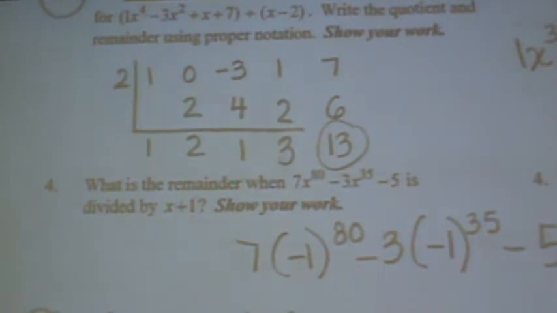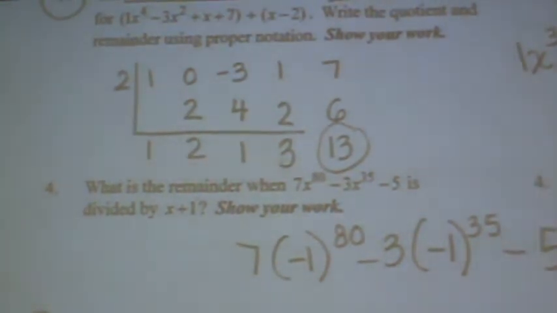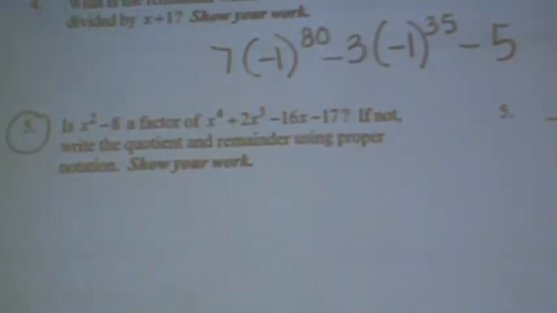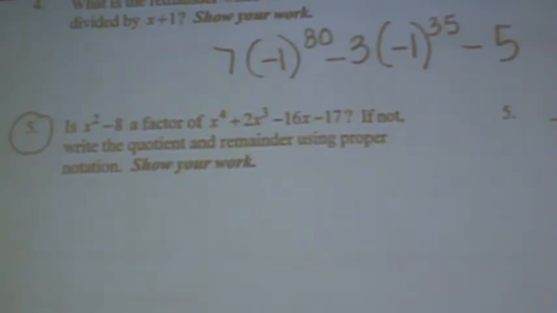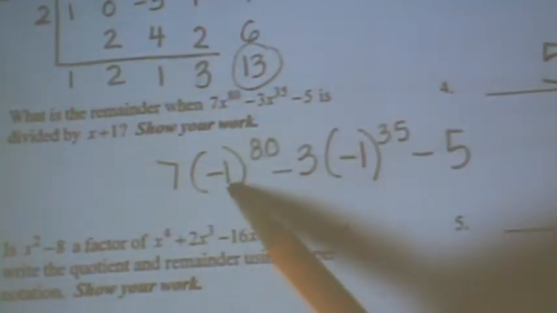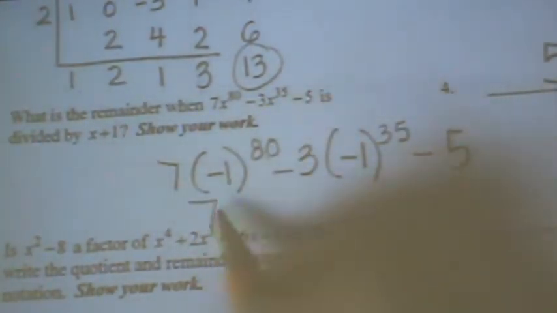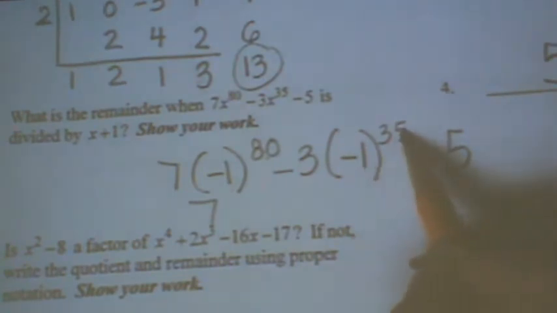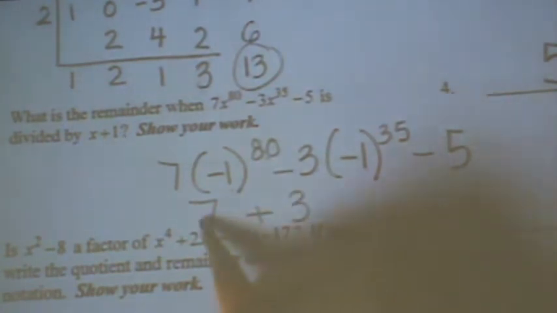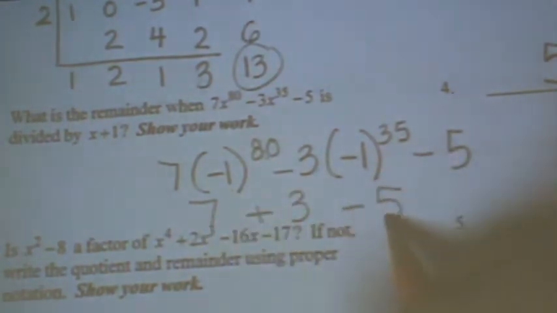And by the way, you get 5 for that. Okay, number 5 is on your test, and you guys are awful at long division. You have one long division problem. So you have -1 to 80, so it's going to be a positive, because it's an even power. So this is 7, then this is a -1. Then by -1, -3 times -3 is plus 3, that's 10. 10 minus 5 is 5.